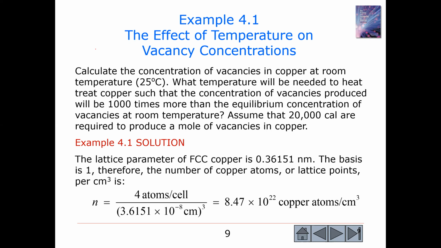So therefore, the number of copper atoms or lattice points per cubic centimeter is N equal to 4 atoms per unit cell. We know from chapter 3 that there are 4 atoms in an FCC unit cell, divided by the lattice parameter of the copper unit cell in centimeters. So when you do 4 divided by 3.6151 multiplied by 10 raised to the power minus 8 cubed centimeter, you get 8.47 multiplied by 10 raised to the power 22.